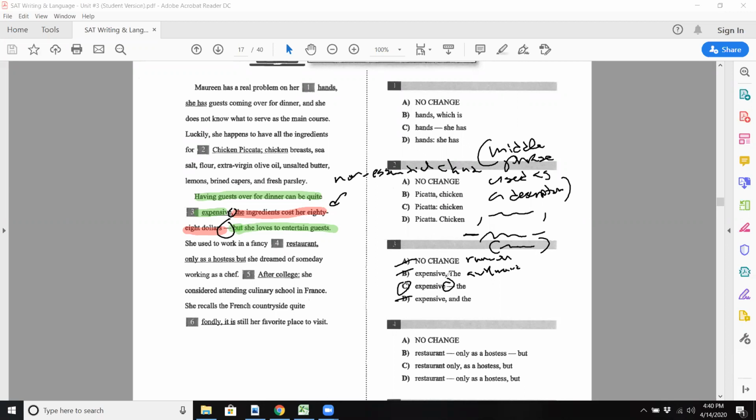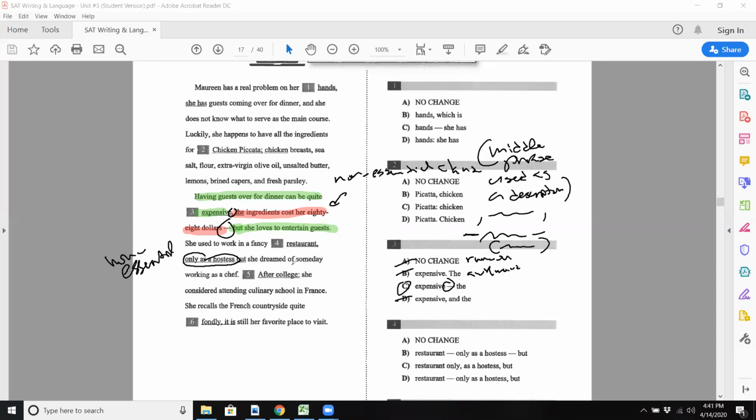And we can see that again for number 4. She used to work in a fancy restaurant, only as a hostess, but she dreamed. So that right there also is a non-essential clause. You don't really need to say it, but it's nice to have. It's not necessary because the sentence would be fine without it if you got rid of it. She was working in a fancy restaurant, but she dreamed of someday working as a chef.